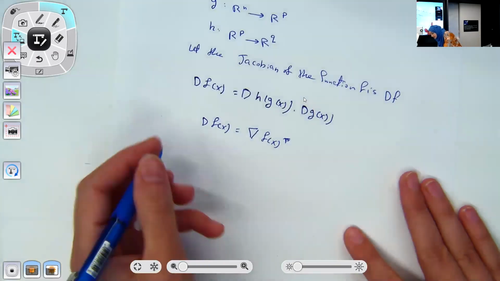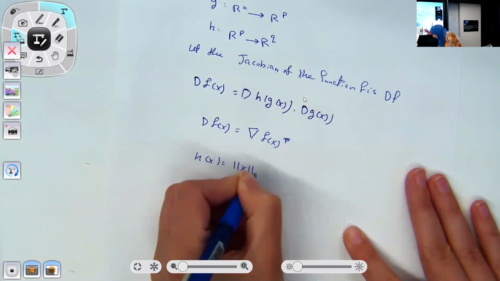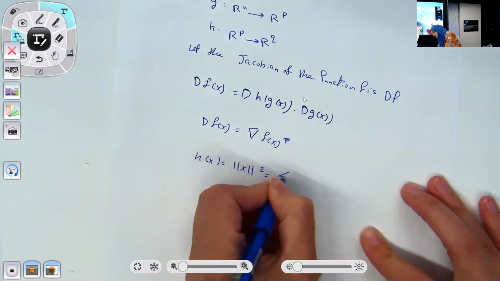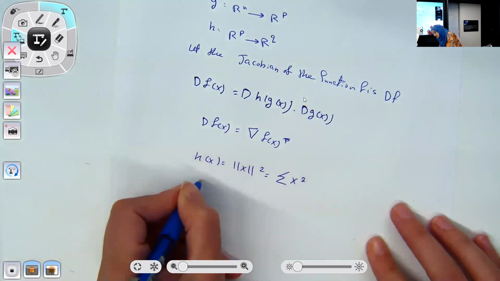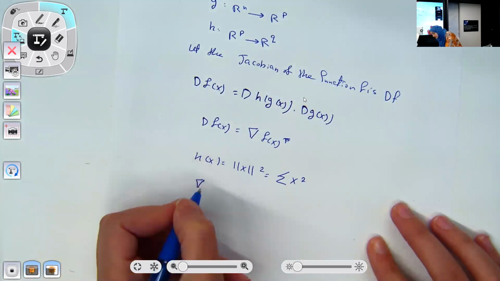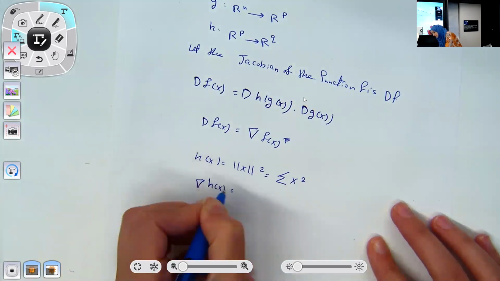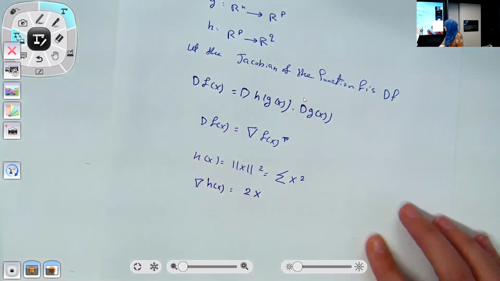So we suppose that h of x equals the norm of x to the power 2. This is the same as the summation of x squared. If you try to find the gradient for this function, this is equal to 2 times x. I just find the derivative here.